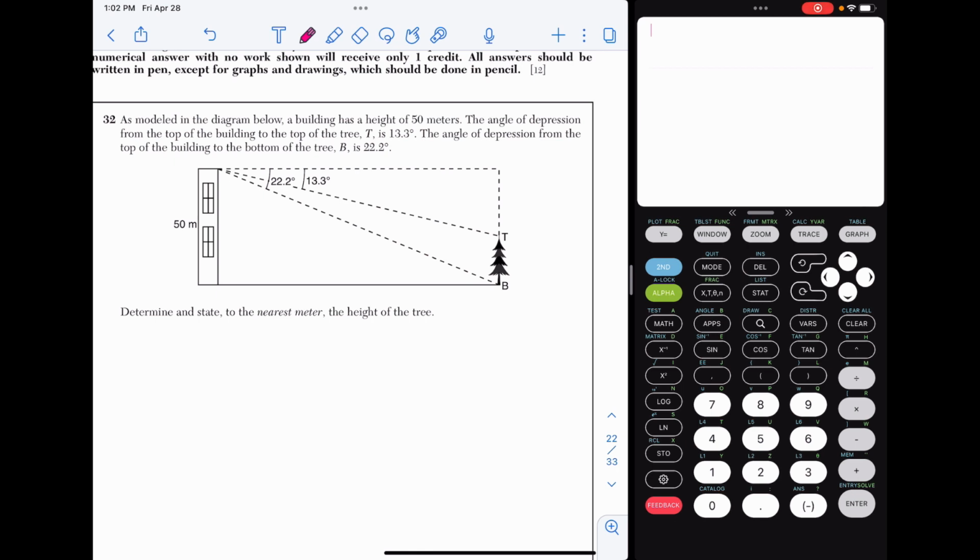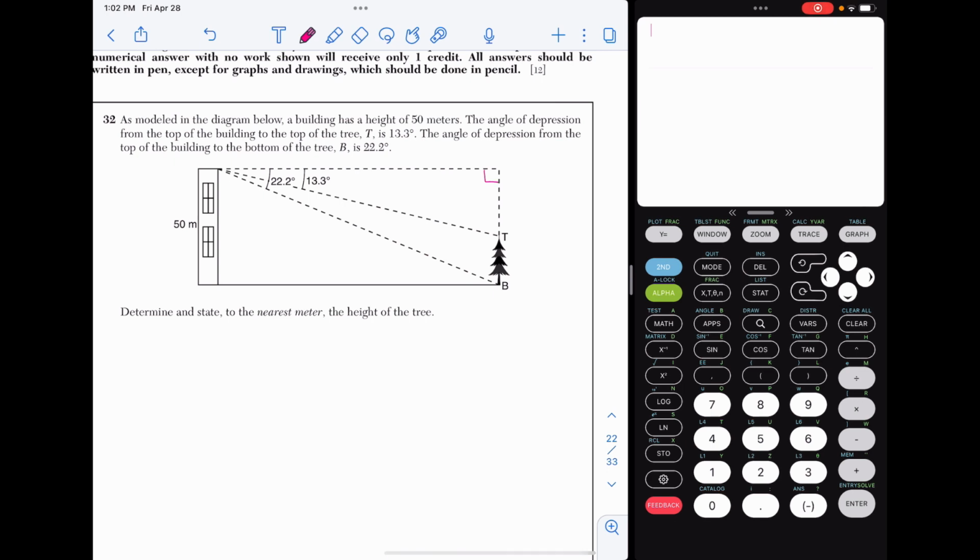And we want to find, to the nearest meter, the height of the tree. So our ultimate goal is figuring out the length of TB. Now, the problem here is that we are given a right triangle. We actually have two right triangles.